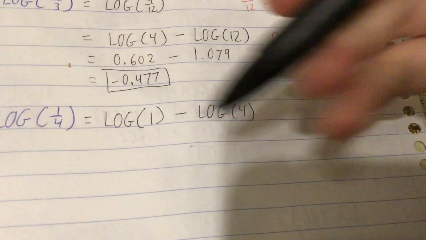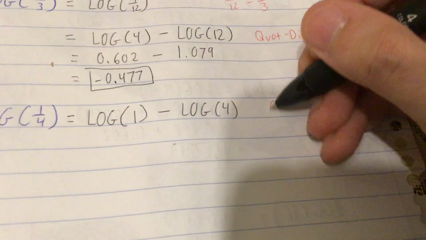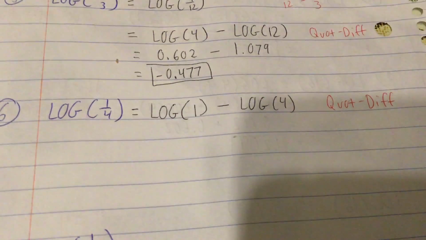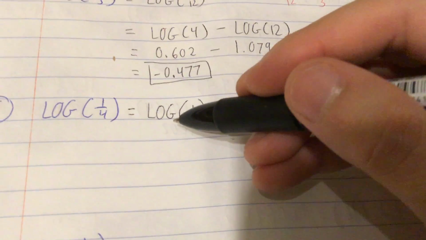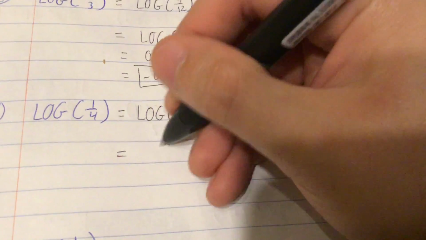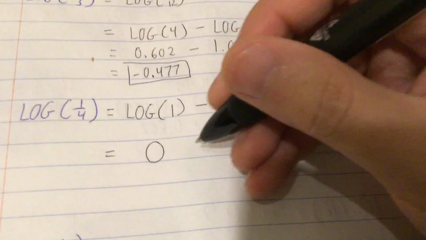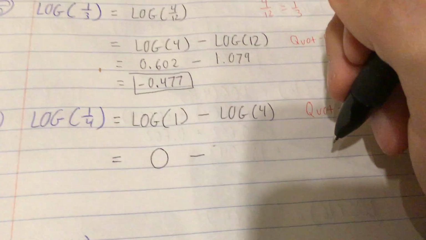Well, truth is, even though it's not given to us, we actually do know what log of 1 is. We know this is the quotient difference rule. If there is no base, what is the base automatically? 10. It's basically saying 10 to what power is 1? 10 to the 0 power is 1. So log of 1 is 0, minus log of 4.